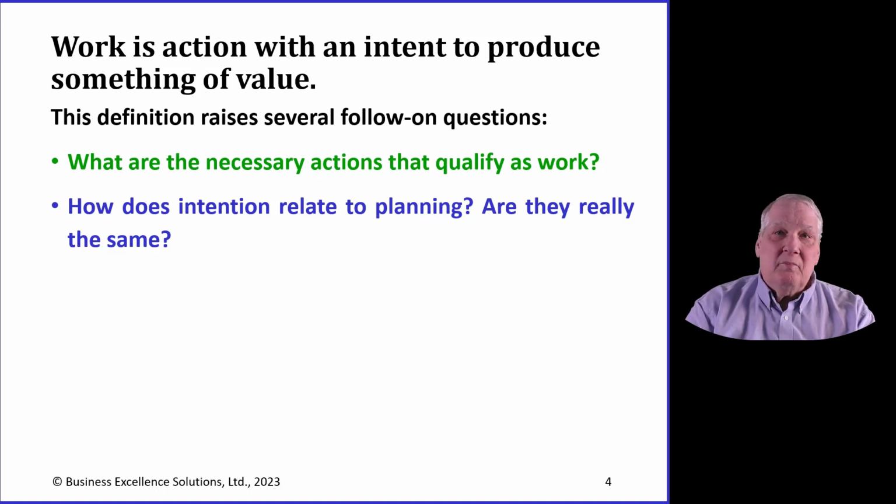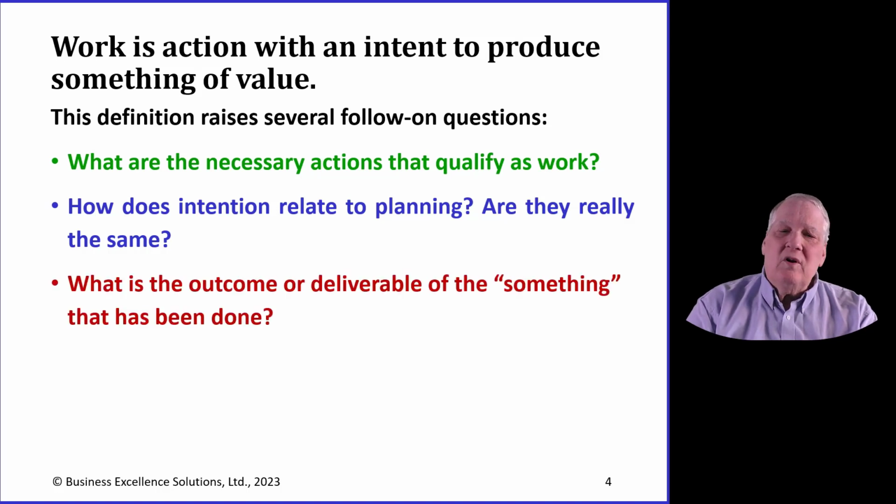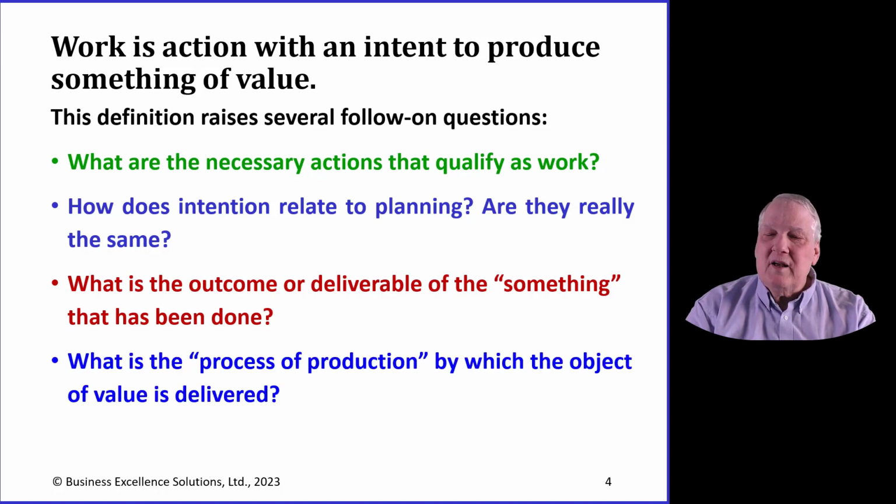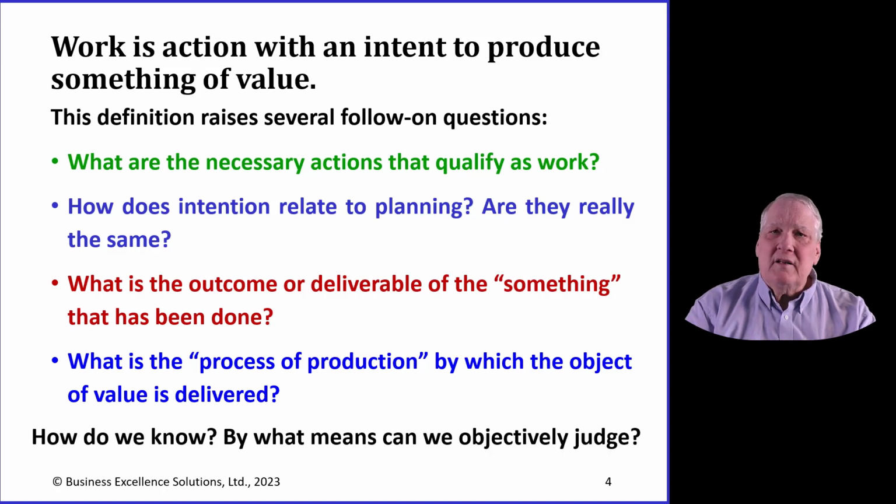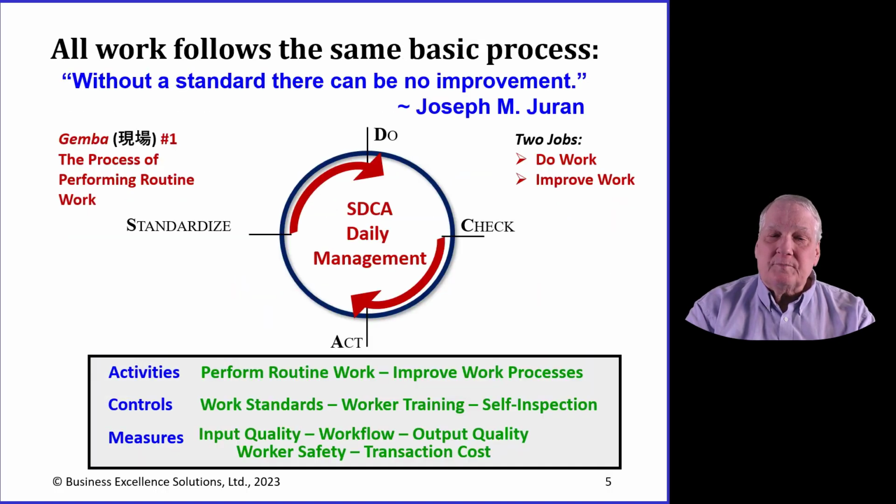So good intentions may not actually equal a plan. And so we want to plan to do something. And we talk about what is the outcome, or deliverable, of the something that's been done. So what are we trying to accomplish? What is the outcome of this plan? And what is the process of production by which this object of value is delivered? The object of value is related to a product or a service that we're delivering, whereas the means by which we deliver it is the process. And then there are the questions we need to ask ourselves throughout this process. How do we know? By what means can we objectively judge what the situation is and how well we're doing in the progress of creating work?